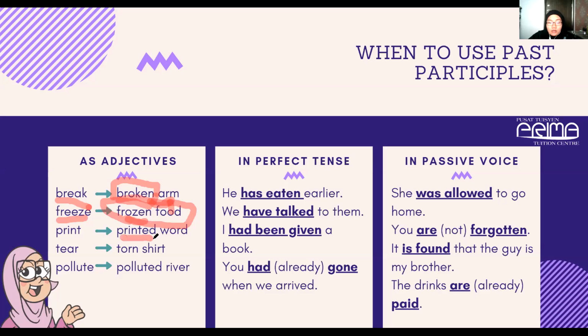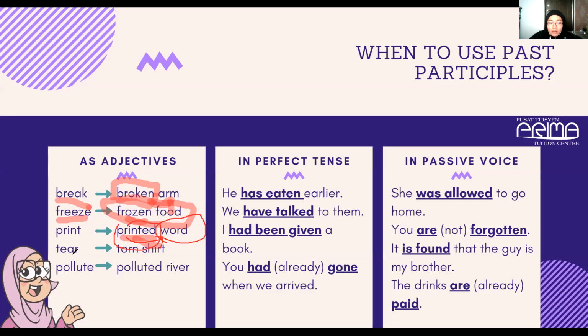Next, we have print. When we say printed here, it is not a past tense, but printed here is used to describe the word. So printed word, perkataan yang dicetak. So printed here is an adjective to describe the word word.